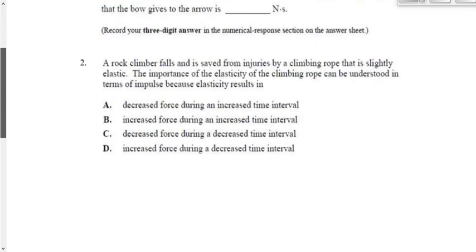I think this is the last one, wasn't it? Number 3. A rock climber falls and is saved from injuries by a climbing rope that is slightly elastic. The importance of the elasticity of the climbing rope can be understood in terms of the impulse because elasticity results in, well, we know what this is before we even look at the options, right? We want the rope to be elastic because when the person stops, we want to increase the stopping time to decrease the force. So is it A or C here? Decreased force in an increased time interval, the answer would be A.